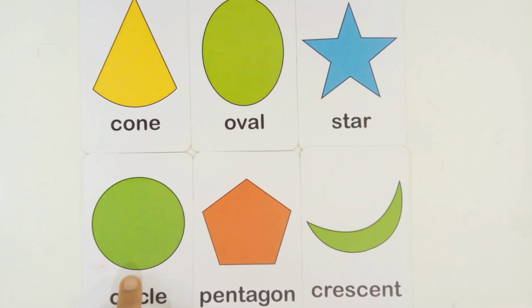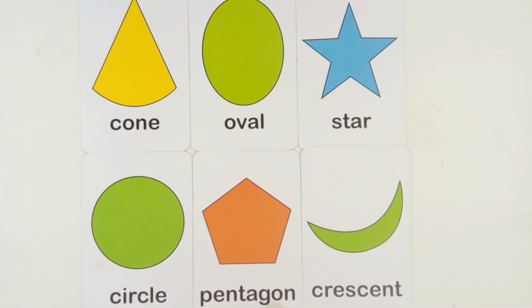C-I-R-C-L-E, circle. This is circle shape. P for pentagon. P-E-N-T-A-G-O-N, pentagon. This is pentagon shape. C for crescent. C-R-E-S-C-E-N-T, crescent. This is crescent shape.